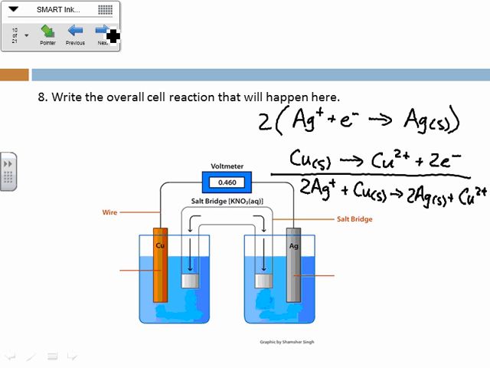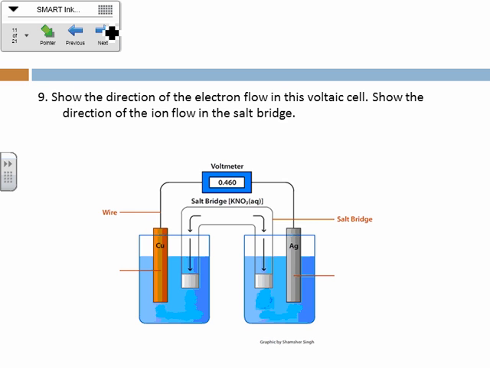And the reason we have to have 2's in front of the silver and the solid silver is because we have to balance the charges as well. If we didn't have that, the atoms would be balanced, but there would be a 1 plus charge on this side and a 2 plus charge on this side. So putting a 2 in front of the silver 1 plus, and in front of the solid silver takes care of that. So there's your overall cell reaction.